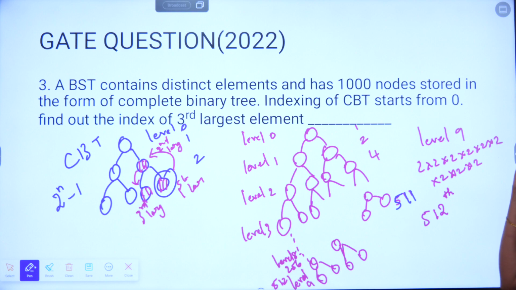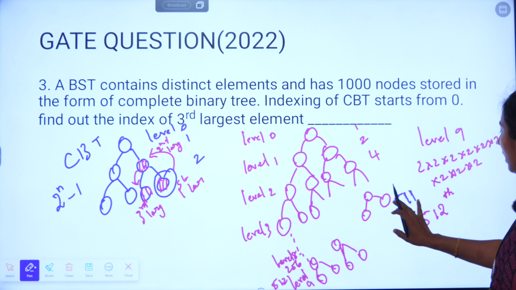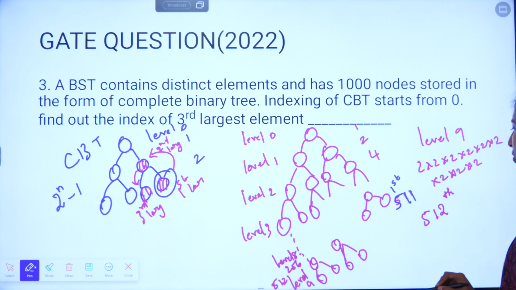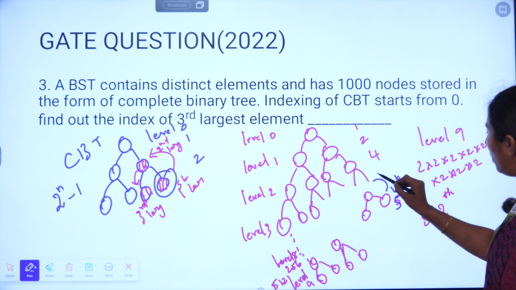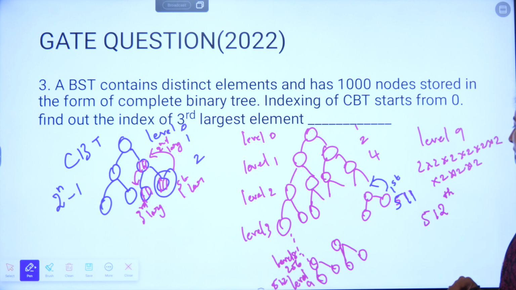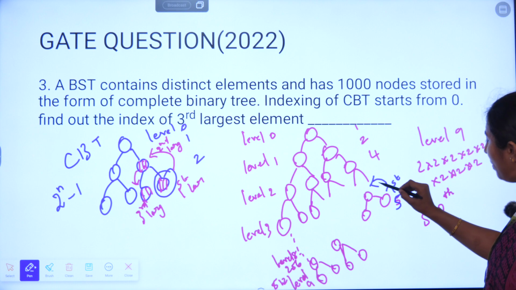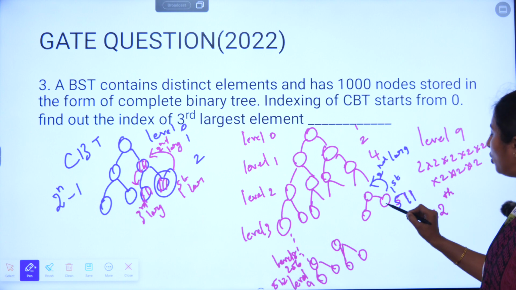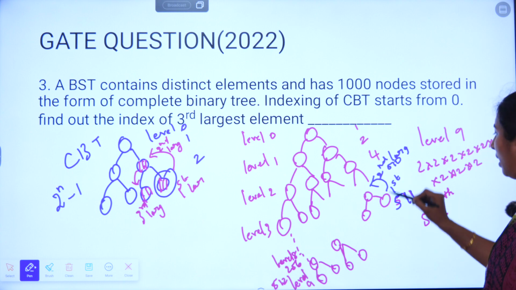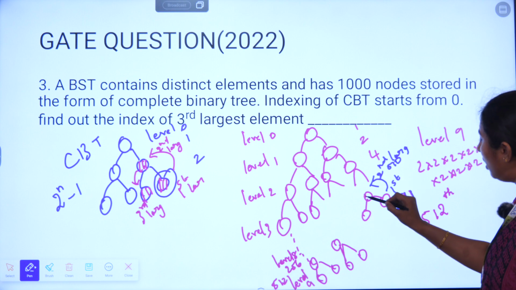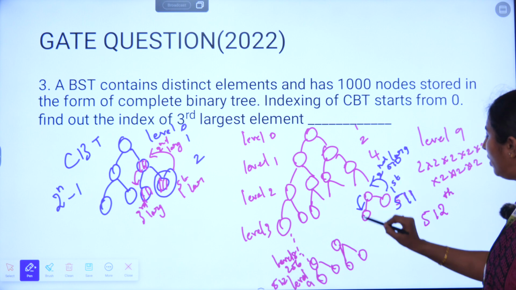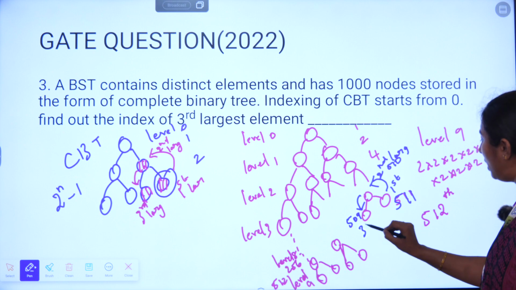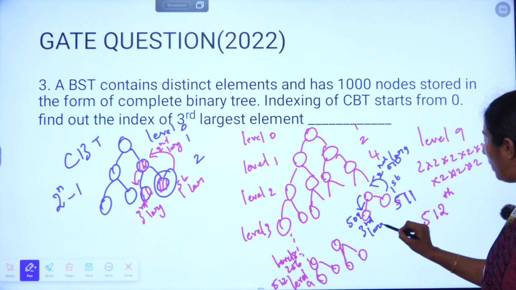So we are going to consider this particular node over here, and the first largest element will be there in this position. We are going to go for the previous one. Here in this position we will be having the second largest element. The index position of this will be 510, and we are going to compute the third largest element. It will be this particular node with the index of 509. So this will be the third largest element over here.